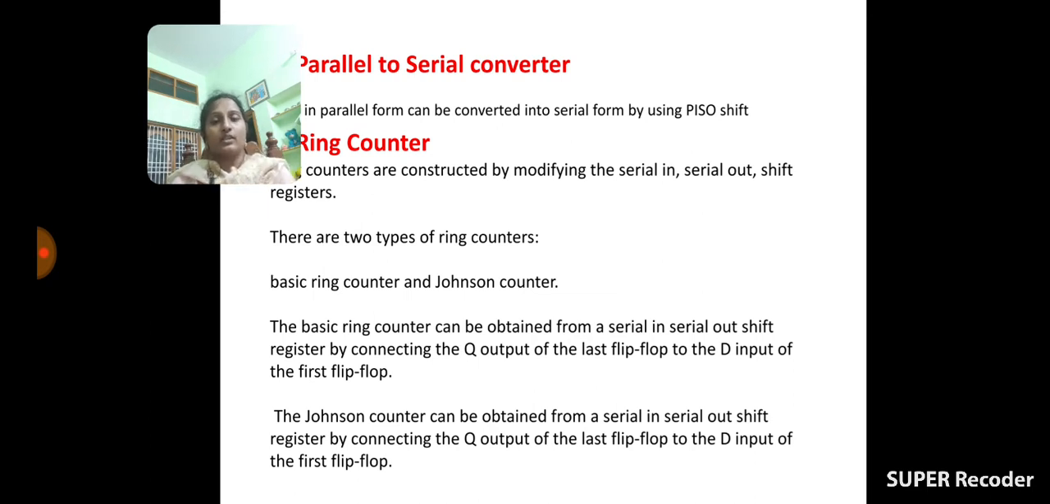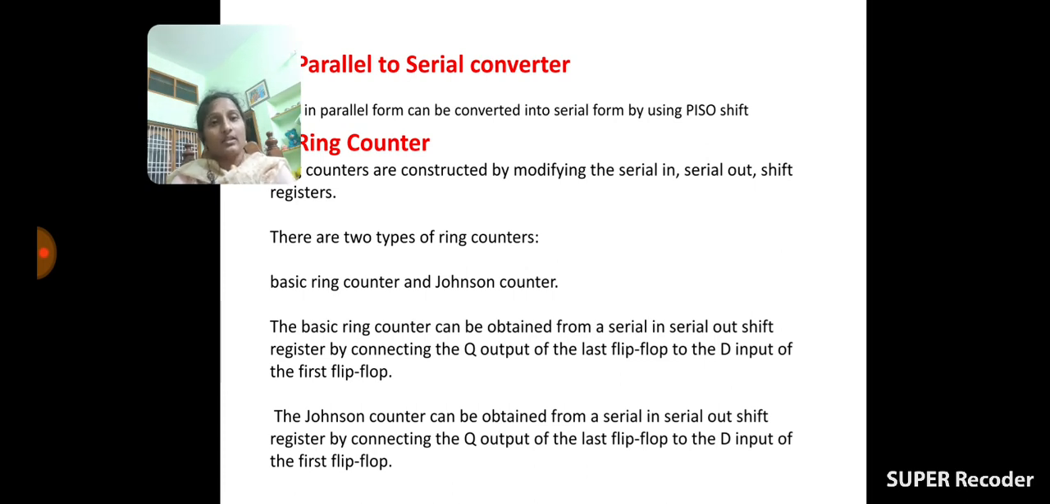Okay, after registers, we discussed what? Counters. What is meant by counter? It is a device which is used to count the number of bits.